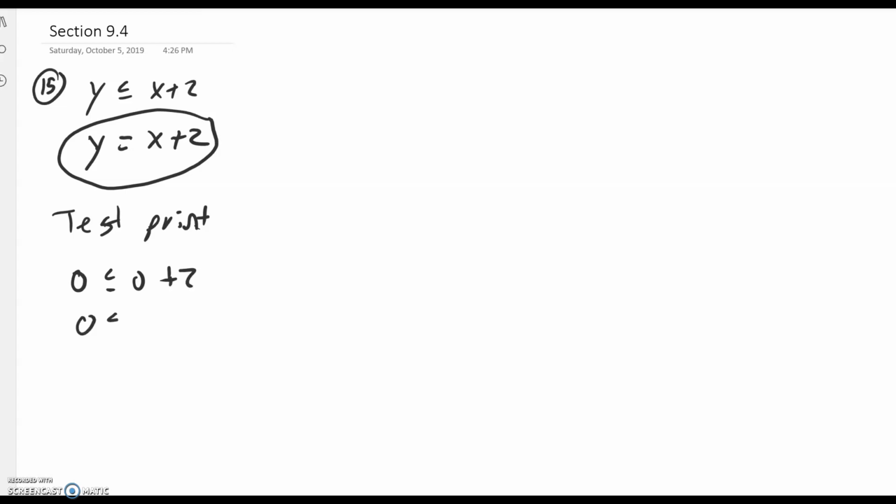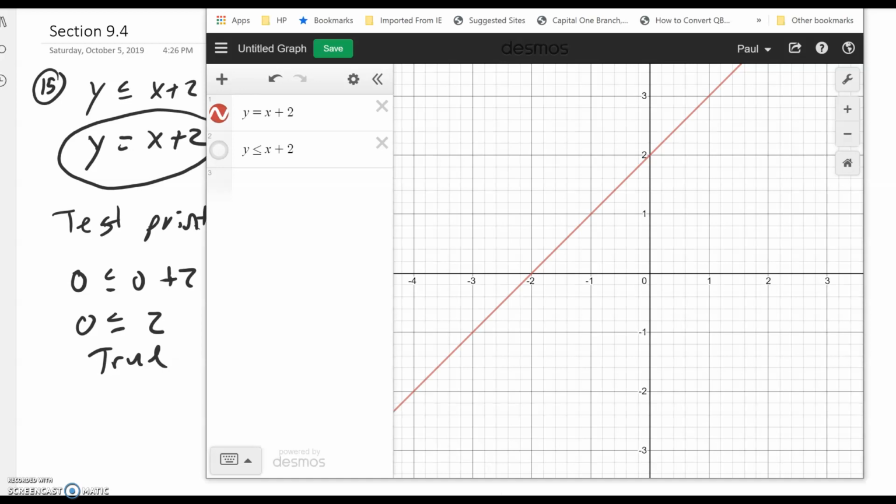So 0 is less than or equal to 2. Is that a true statement? Yes, that's a true statement. That means 0, 0 is going to be in the shaded part of this thing. Let's go back and look. If 0, 0 is in the shaded part, that means everything below this boundary line should be shaded.